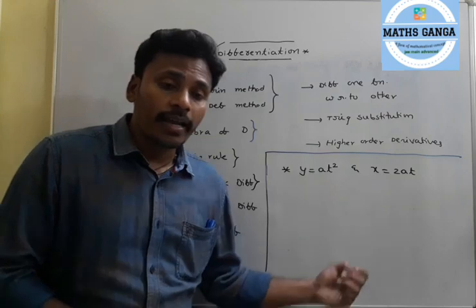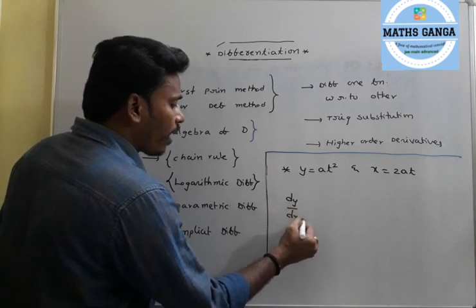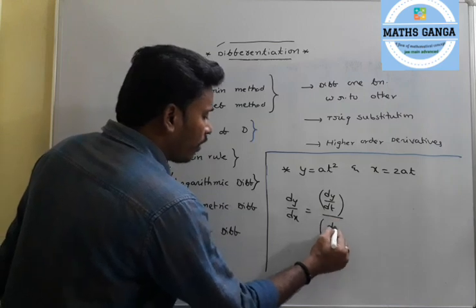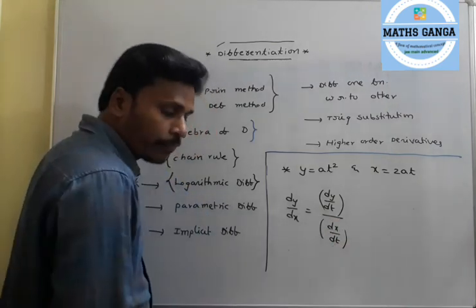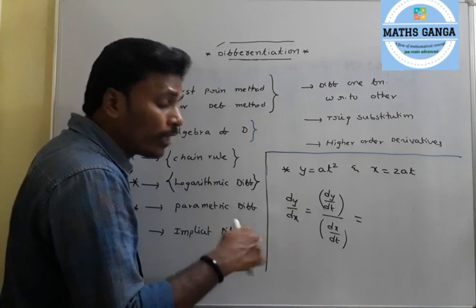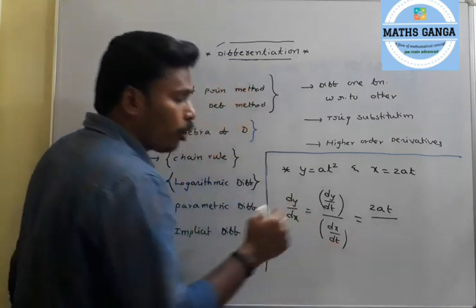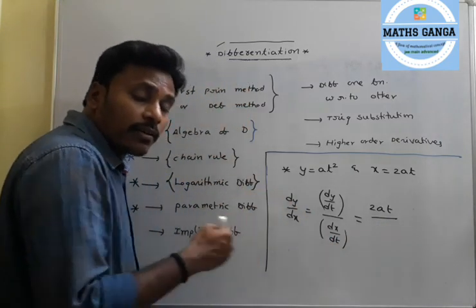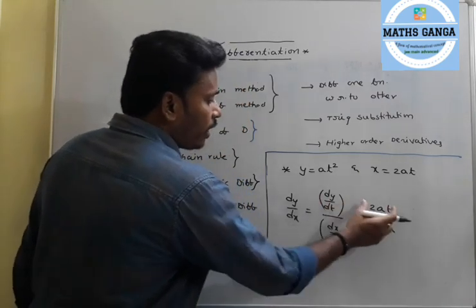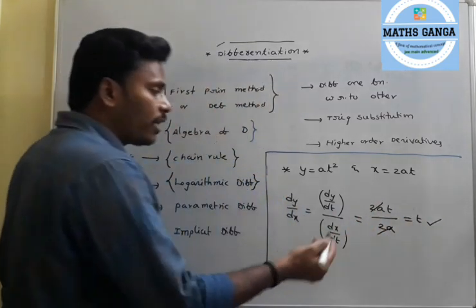Here, since y and x are not directly connected and they are connected with some other parameter t, to find dy by dx, we write dy by dx as the derivative of y with respect to t in the numerator, and the derivative of x with respect to t in the denominator. Now, y is equal to a t square, so we differentiate this y with respect to t. Since a is a constant, for t square it is 2t, so the numerator becomes 2at. Coming to the denominator, x is 2at, and since we are differentiating with respect to t, the derivative is simply 2a. So dy by dt is 2at, dx by dt is 2a, cancel 2a and 2a, and you will get t. So that is dy by dx.